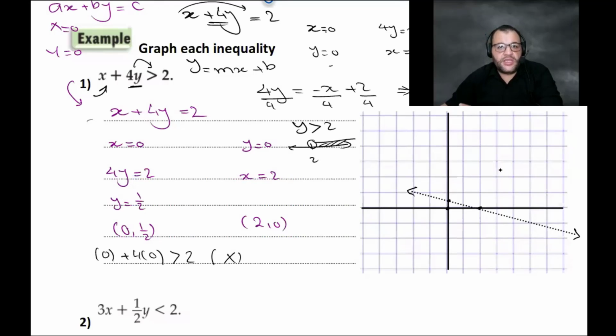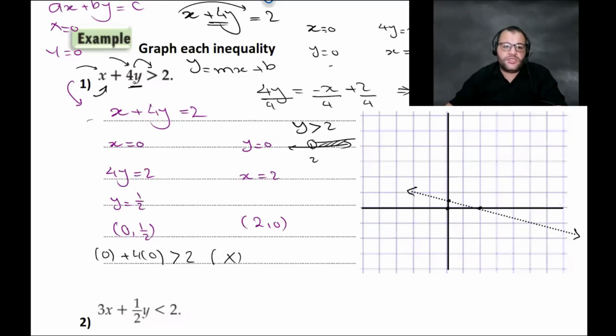So we need to check. The easiest way is to choose any point, and the easiest point is 0 and 0. Then check if you replace x with 0 and y with 0, whether that satisfies the inequality or not. If it satisfies the inequality, then the part which contains 0 and 0 is the solution part, the part that you have to shade. If 0 and 0 does not satisfy the inequality, it means 0 and 0 does not lie in the solution region.